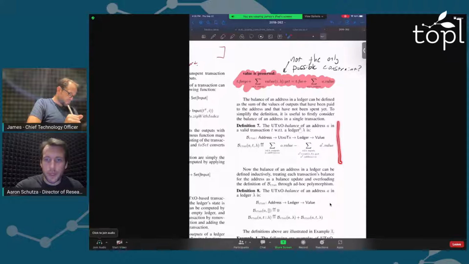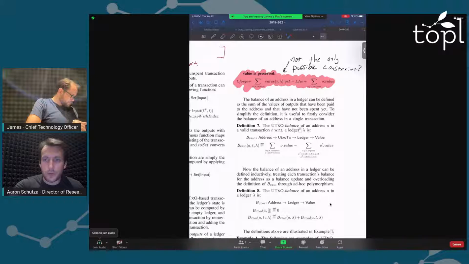And then in definition 8, they have a recursive definition that gets you the balance of an entire ledger. As you can see in definition 8, you start with an address, you map to the ledger, then you map to a value. The initial balance of an empty list is 0. And the balance of a ledger that starts with transaction T is the balance of that transaction plus the balance of the rest of the ledger. You recursively go back and calculate the balance of each individual transaction all the way back to the Genesis state. And that's how you calculate a balance in a UTXO system.